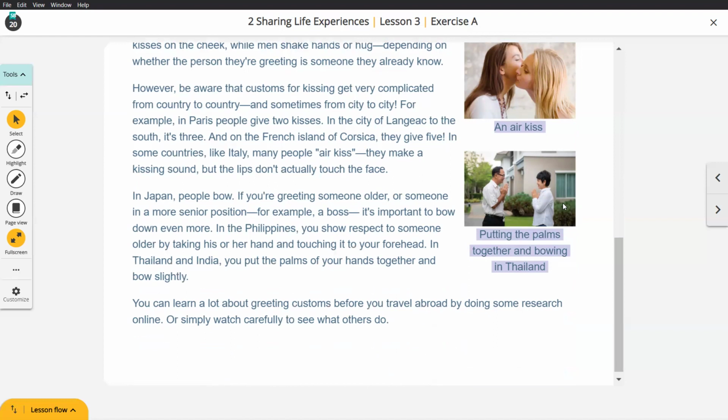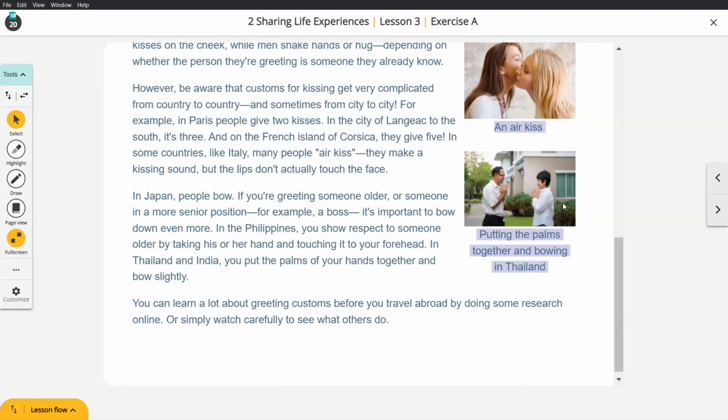For example, in Paris, people give 2 kisses. In the city of Langeac to the south, it's 3. And on the French island of Corsica, they give 5. In some countries, like Italy, many people air kiss. They make a kissing sound, but the lips don't actually touch the face.